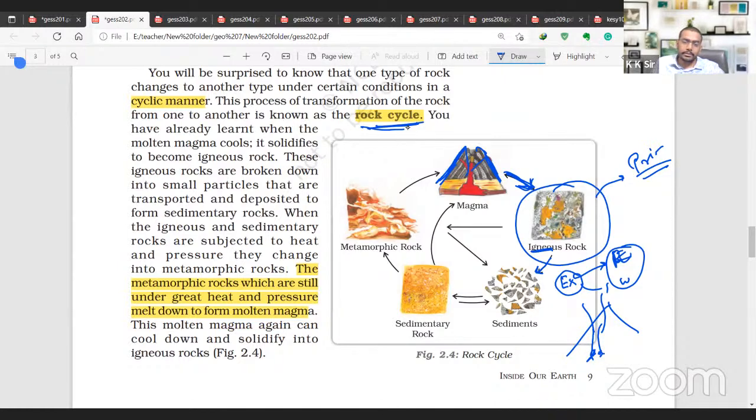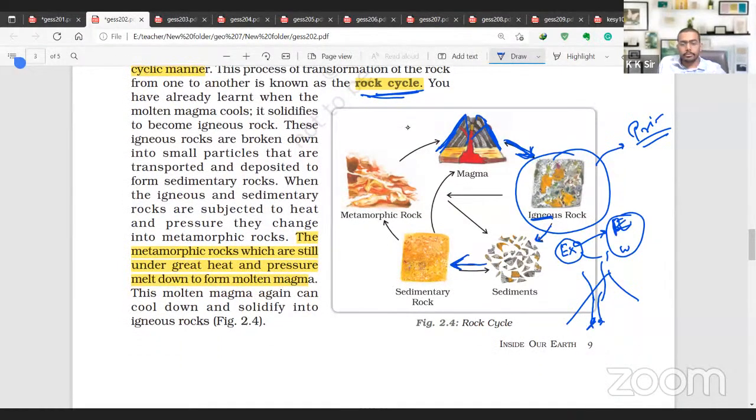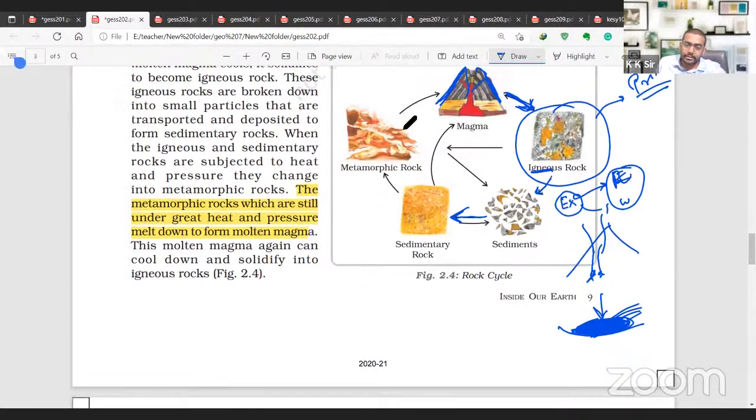Now these sediments will get settled in the bottom of the ocean. ये क्या होगा, धीरे धीरे बहुत सारा सिल्ट जाते जाते in the bottom of the ocean, these sediments will get settled. Now as the layer of the sediments gets thicker and thicker, because of the very high pressure, it will solidify and change into sedimentary rock.